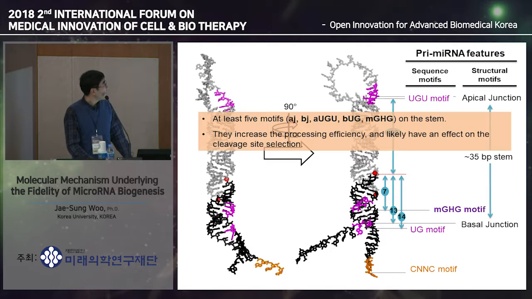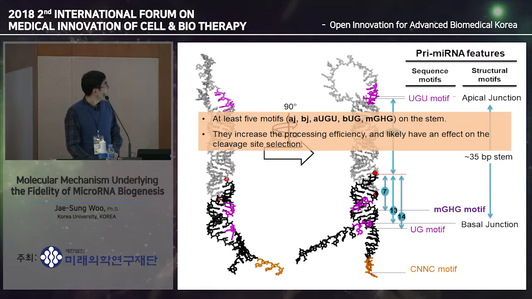However, there are many primary microRNA features. First of all, the structural motif: the stem length is about 35 base pairs, and there is always an apical junction and a basal junction. And there are many sequence motifs that have been found: UGU, mGHG, NUG, and CNNC motifs. And these motifs are at a certain distance from the cleavage site.